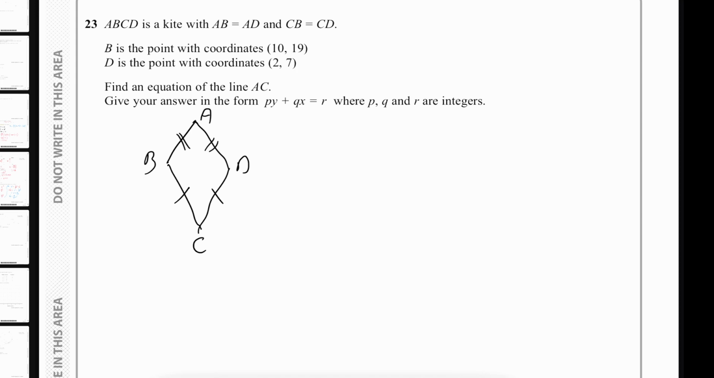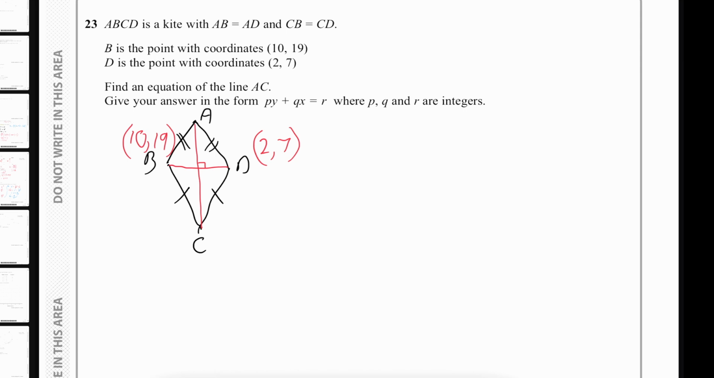And then it gives us some coordinates. So my coordinate of B is 10 and 19, and my coordinate of D is 2 and 7. Find the equation of the line AC. Give your answer in a certain form. Okay, wonderful. Couple of things. There is a line. There is a line. And these two lines will be perpendicular to each other.